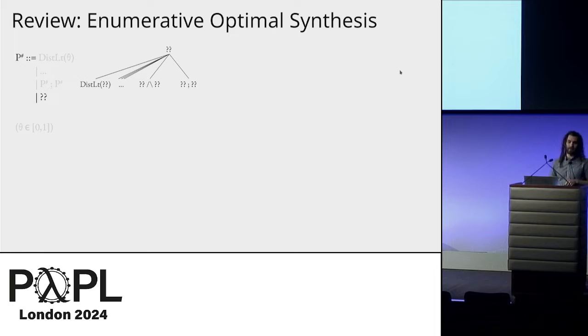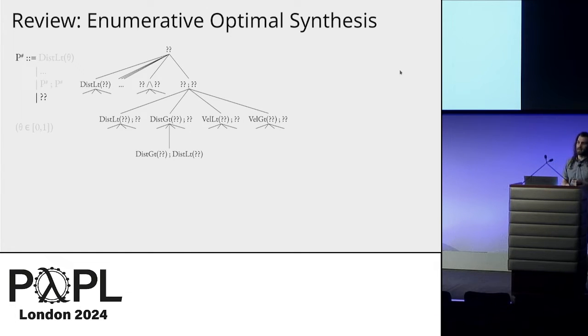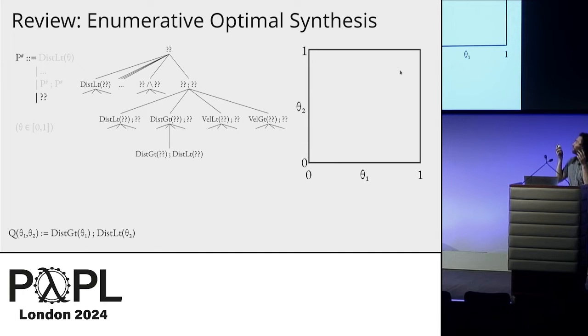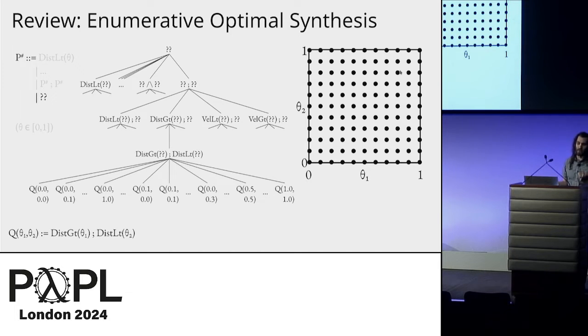So for instance, you might have distance less than some threshold, or you might have hole and hole, or hole then hole. You can continue this process until you get down to the example we saw before, where we have distance greater than some number, and then distance less than some threshold. The programs beneath this can be parameterized by this unit square of parameters, theta 1 and theta 2. And one thing you could do is just do a grid search. You could pick a dense grid of points, and now you have concrete programs so you can evaluate them.